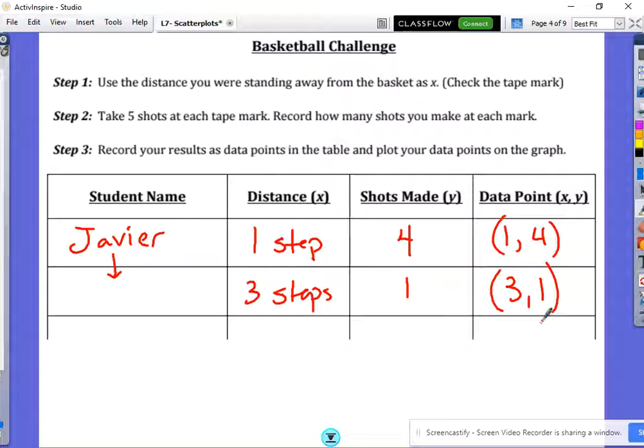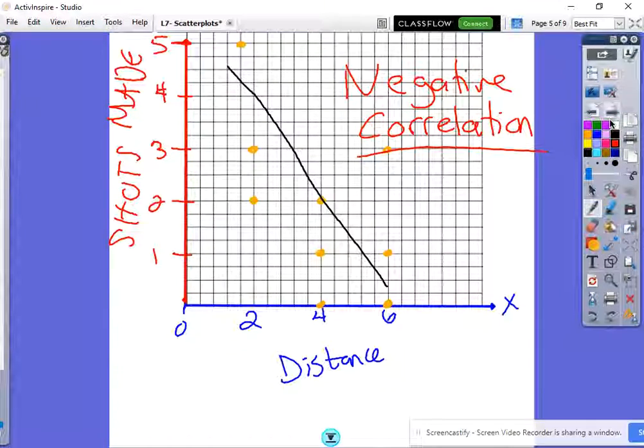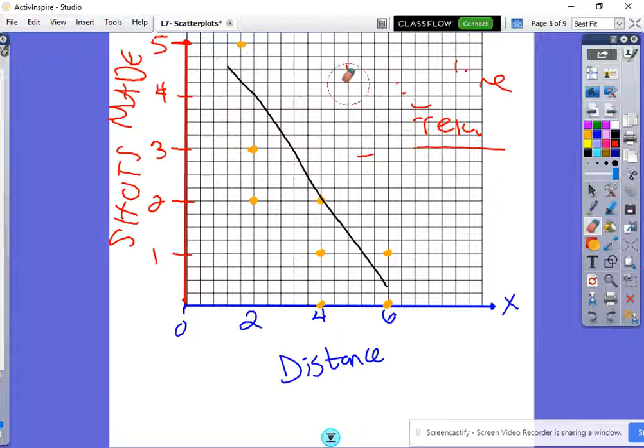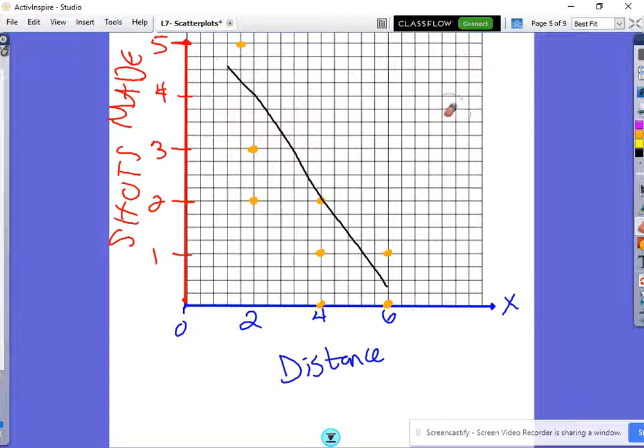You're going to keep going, graph all of Javier's, graph all of everyone in your groups. So everyone needs to put their data as well as their partners and group data in the table as well. And in the exact same form as we did last time, you're then going to graph these. So here's a good example of a graph that's already been done for us. And you can see the orange dots are the different data points that we have.